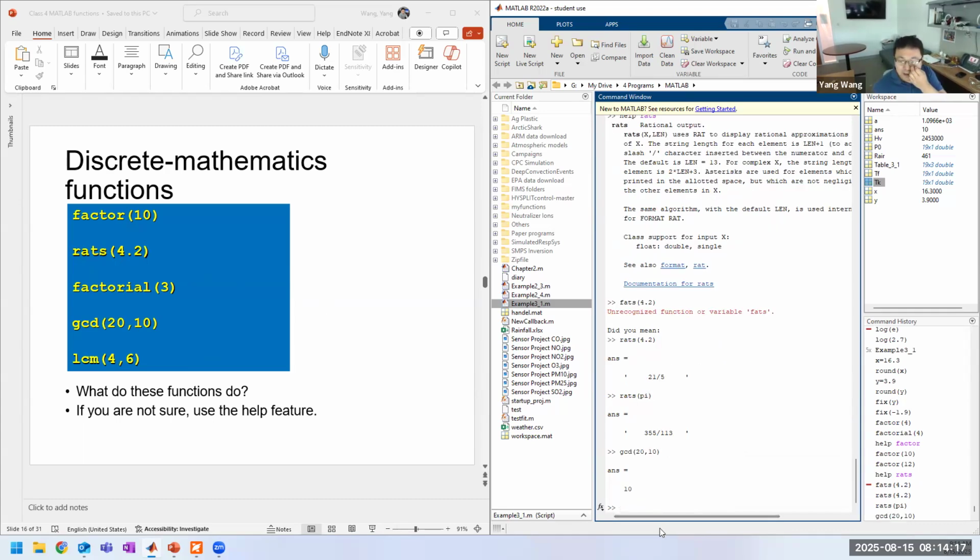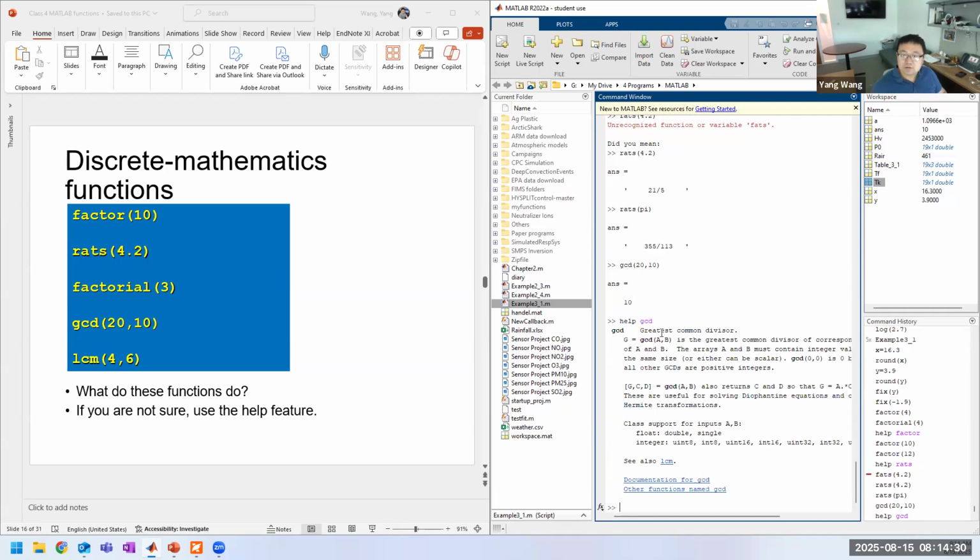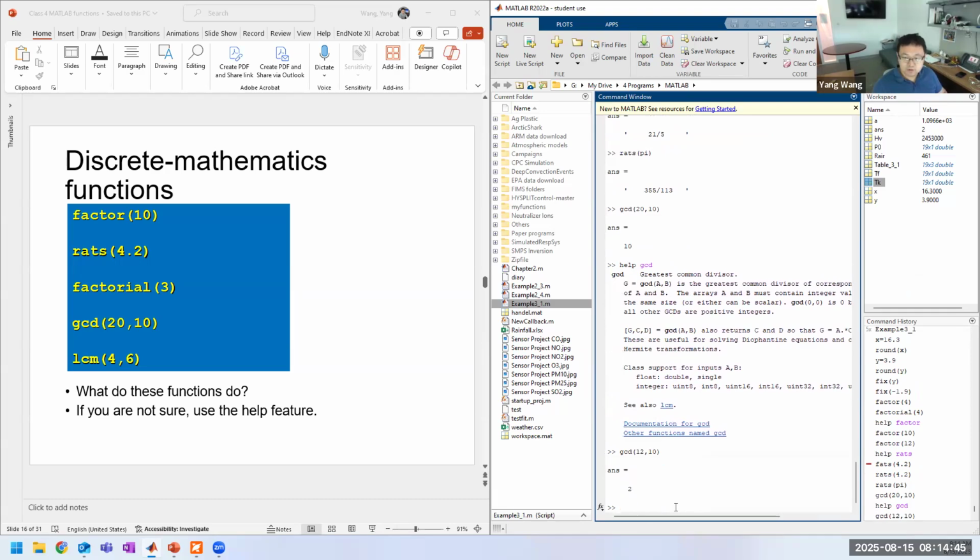I think this is trying to find out the common divisor, right? It's the common number that can divide both of the numbers. So we can do help GCD, right? So the greatest common divisor. For example, you can do GCD 10 and 12. We know that both 10 and 12 can be divided by 2, so it's going to give you 2, right? So the greatest common divisor.